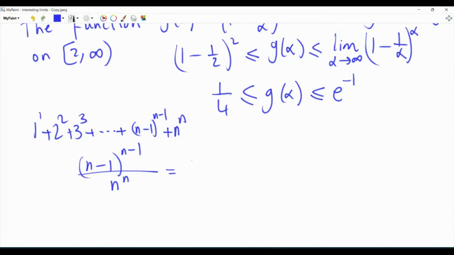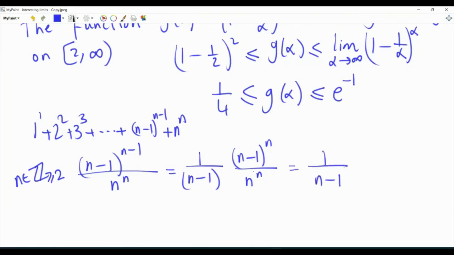(n-1)^(n-1) over n^n is 1/(n-1) times ((n-1)^n divided by n^n). Here, n is an integer that is greater than or equal to 2. So this is equal to 1 over n minus 1, and these two give (1 - 1/n)^n. This is the function g applied to n.